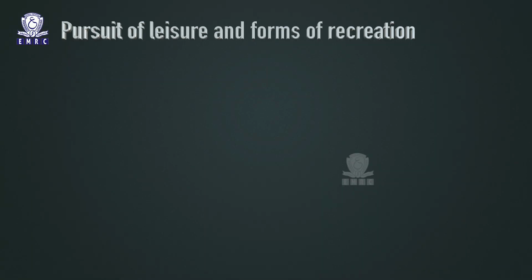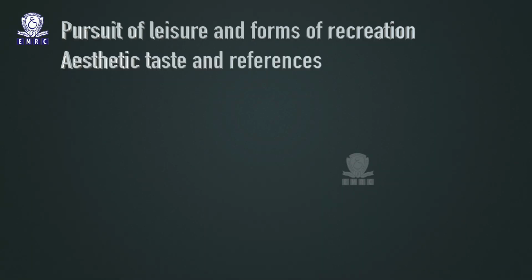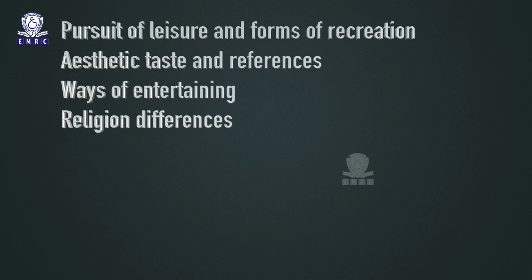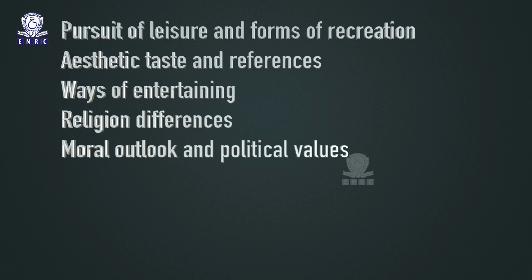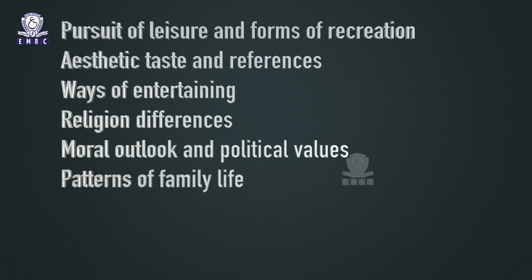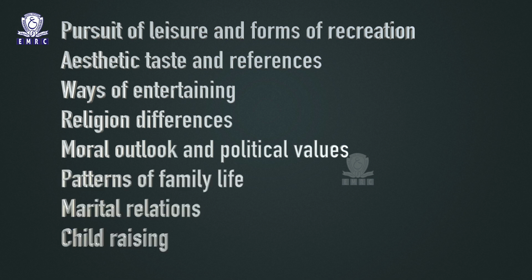Social class and lifestyles. There are class-wise variations with respect to pursuit of leisure and forms of recreation, aesthetic taste and preferences, ways of entertaining, religious differences, moral outlook and political values, patterns of family life, marital relations and child rearing. The lower class people are so much involved in earning the next day's food that they hardly think about fashions, education for their children, etc. Whereas the upper classes have so much money for expensive entertainment.